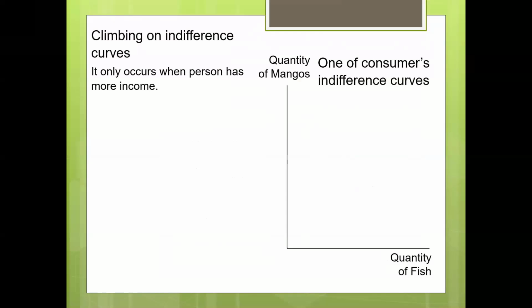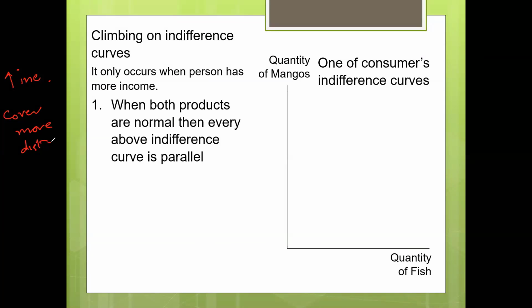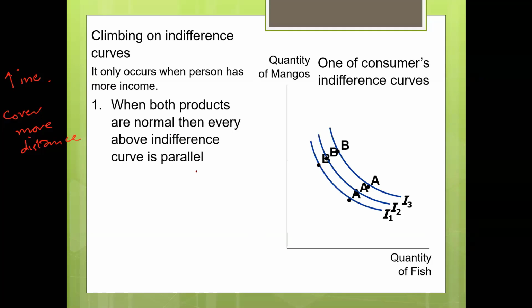So climbing on the indifference curve only occurs when a person has more income. If the customer's income increases, it means he can cover more distance, so he can go to a higher indifference curve. Suppose these are three indifference curves.